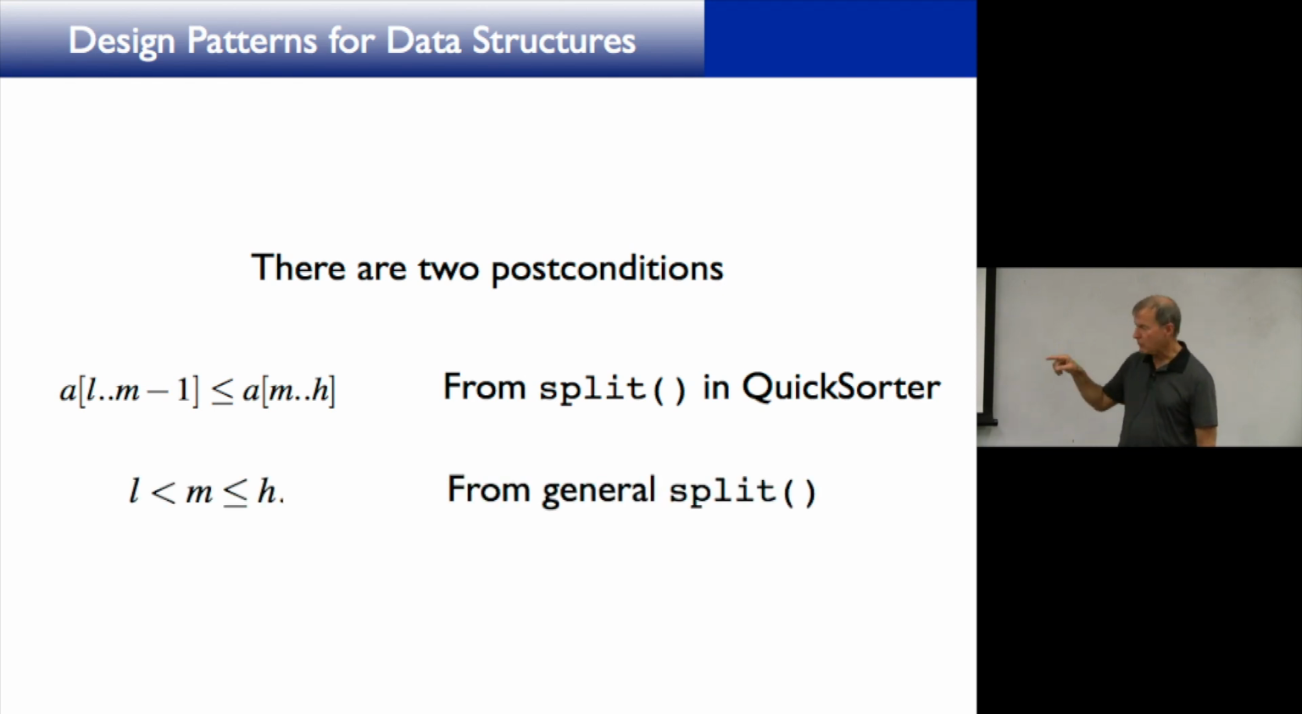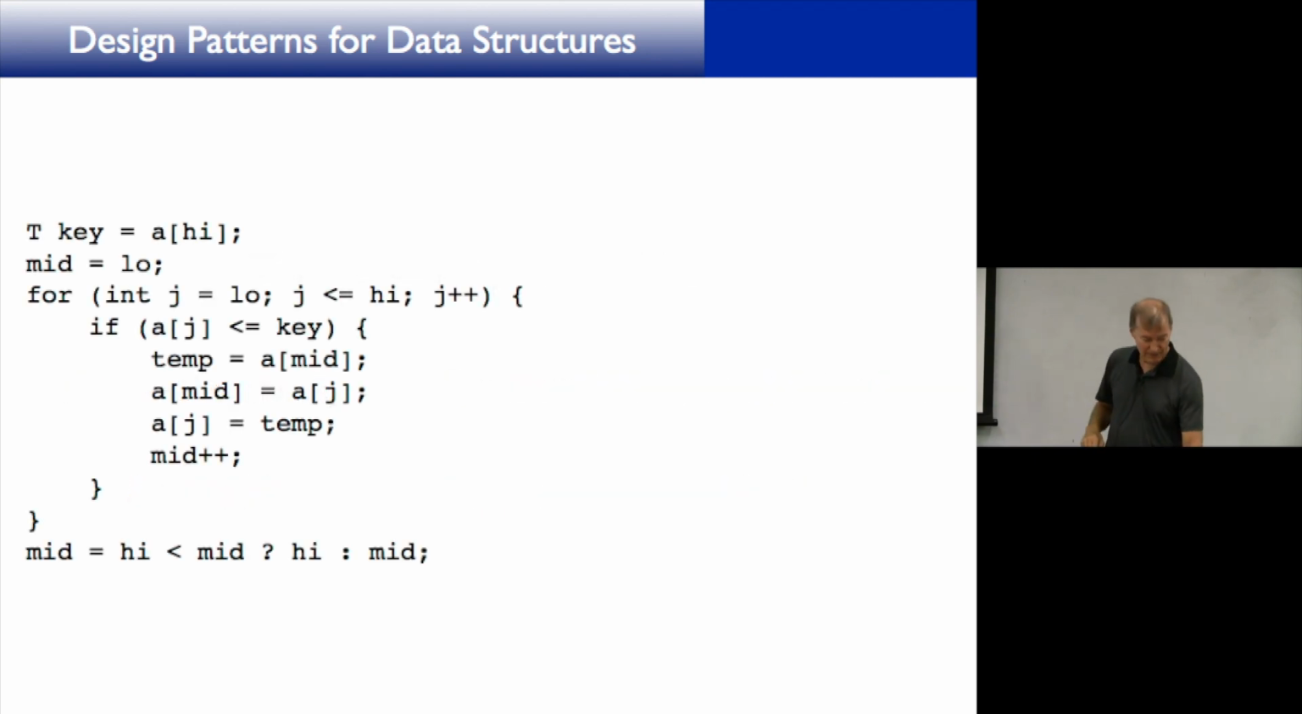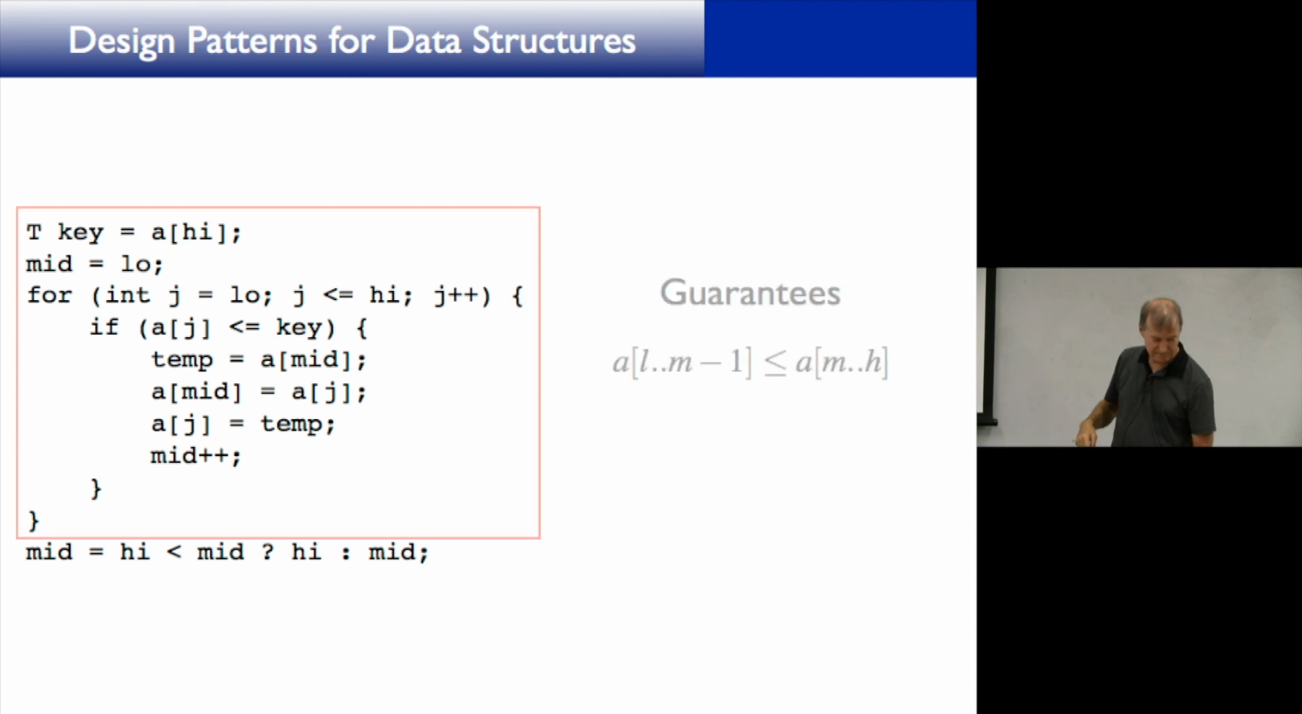And then from the general split one, remember we said L is less than M is less than or equal to H. What did we always say? Can mid ever equal low? And the answer is what? No. So L less than M less than or equal to H. So that's from the general split. So what happens is we can see what this code does. So here's the code for the split of the quick sort.